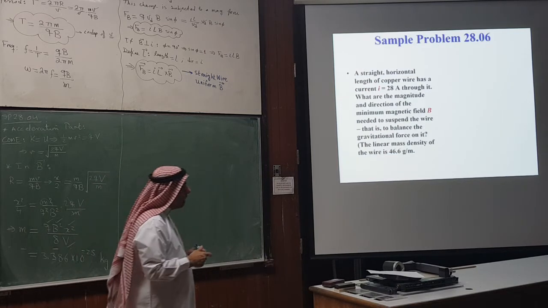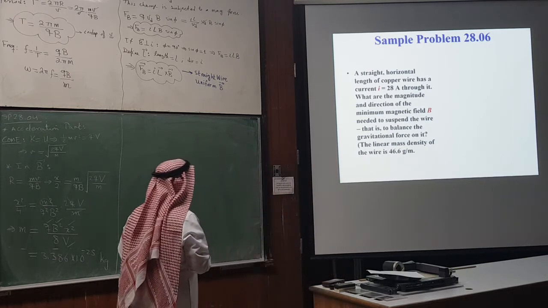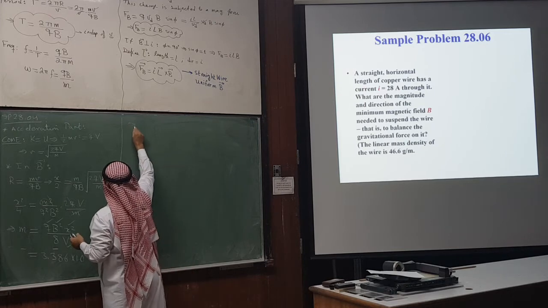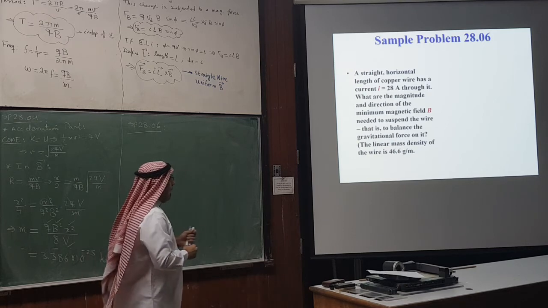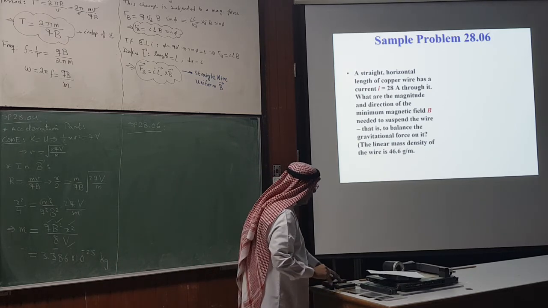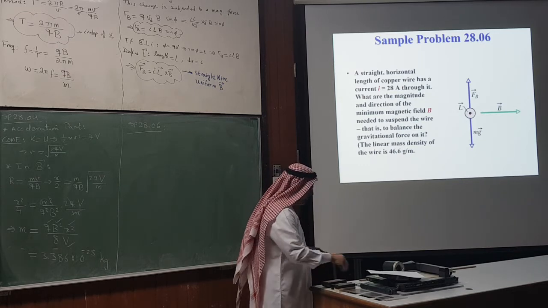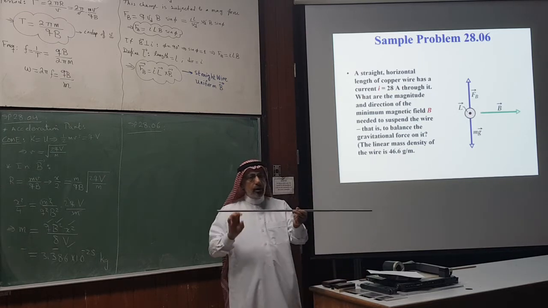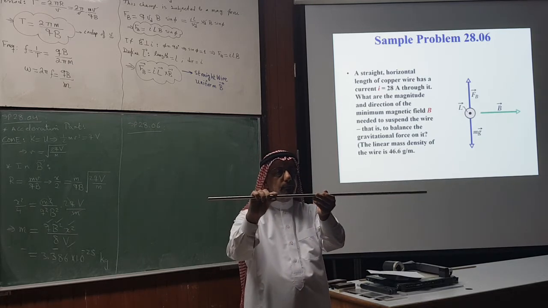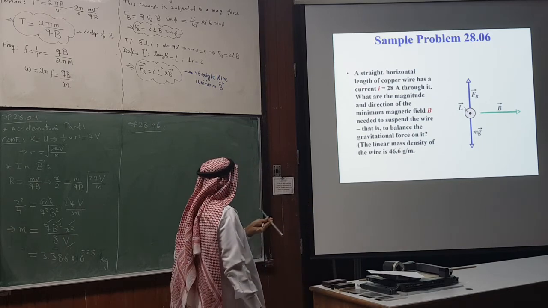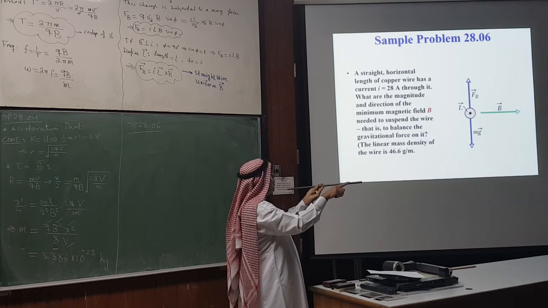Let's now look at sample problem 28.06, which is again about the magnetic force on a current carrying wire. And the problem here says a straight horizontal copper wire. Okay, we have a copper wire like this one, and it is horizontal. It's not vertical, it is horizontal. So a straight horizontal length of copper wire has a current I of 28 amperes through it.